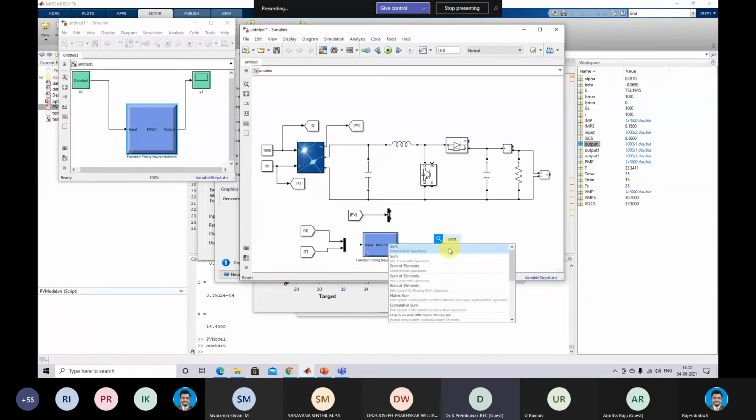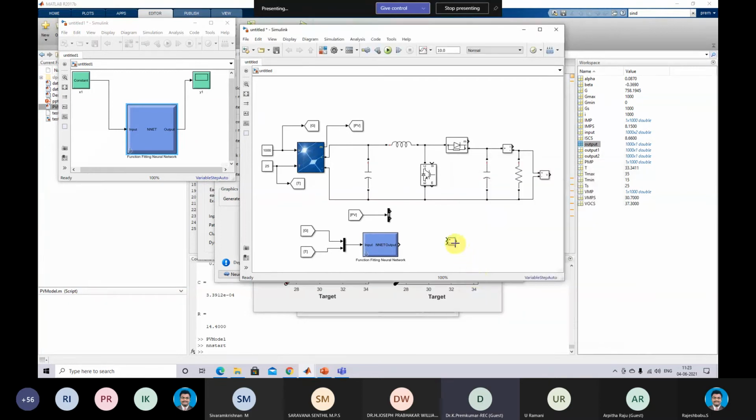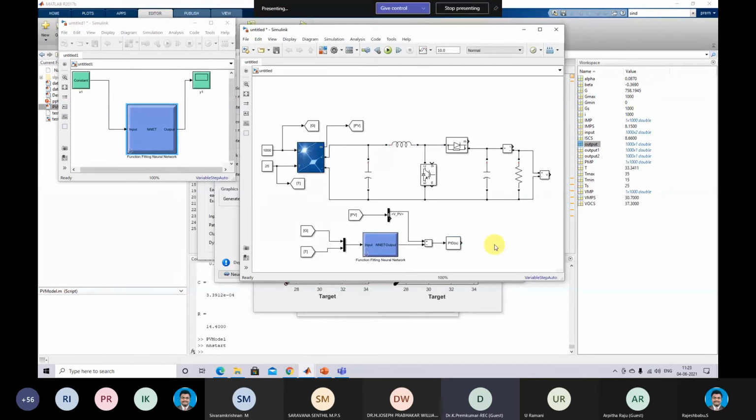For that I'm going to use a summer. Here I'm going to use rectangular shape with plus and minus, and then connect here. After comparison, there will be an error. The error should be minimized by means of some controller. I'm going to use a PID controller, PI or PID. Same data, I'm not changing anything here. I'm going to use the same values. Next I'm going to use a PWM generator.